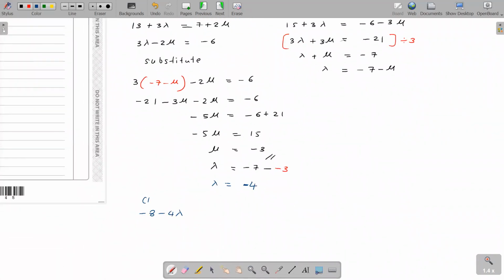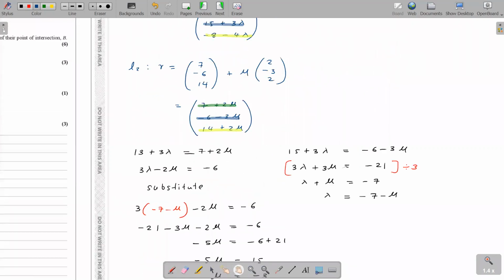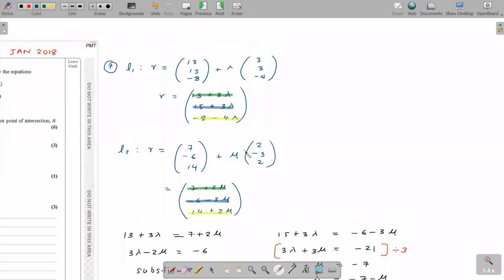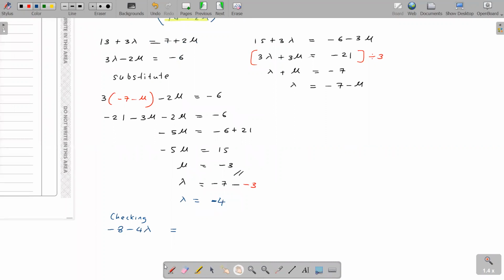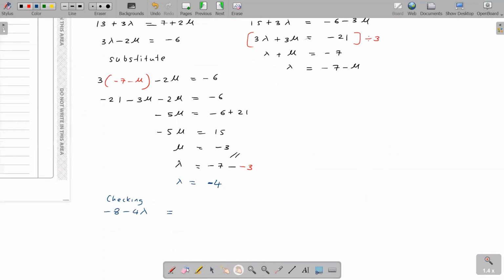This is the checking part where we check whether the lines actually meet. So we use the lambda and mu that we first got: minus 8 minus 4 lambda, equal to 14 plus 2 mu. So I'm equating it to 14 plus 2 mu. And then what do we do?